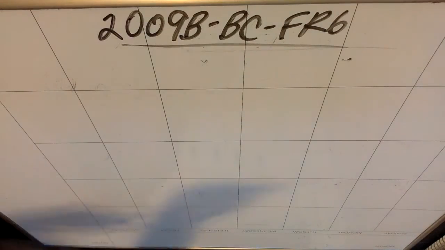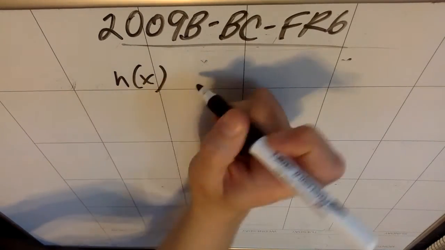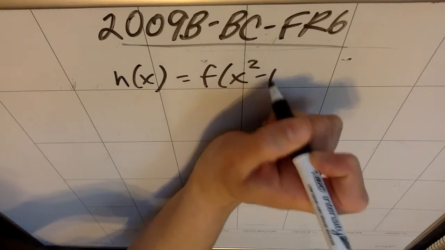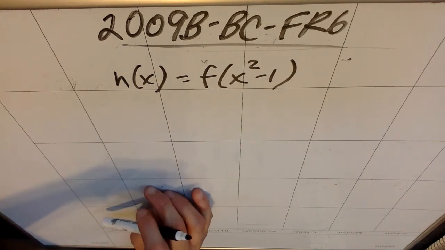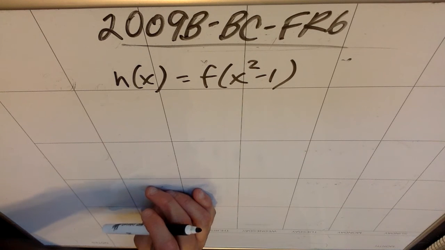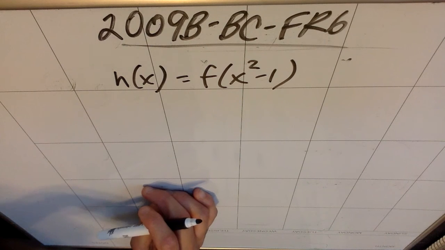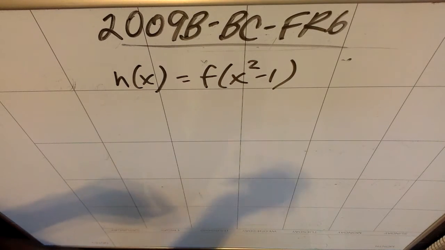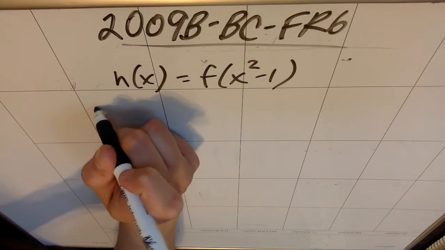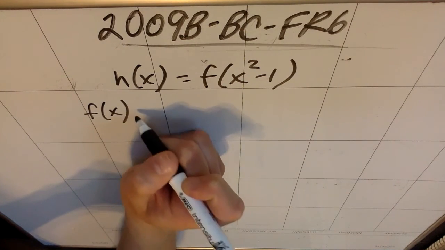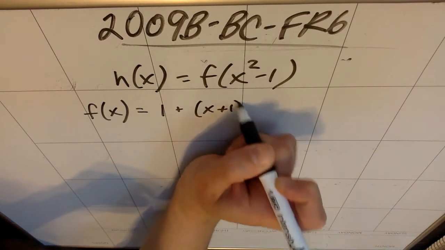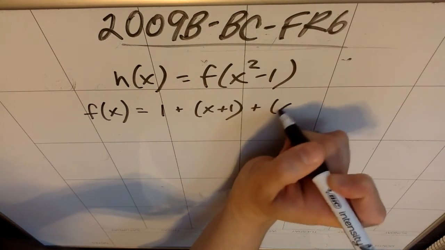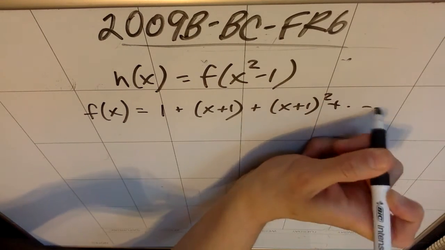Let h be the function such that h of x equals f of x squared minus 1. Find the first 3 non-zero terms and the general term of the Taylor series for h about x equals 0, then find the value of h of 1/2. Okay, so here's the deal. We know that the f of x series is 1 plus x plus 1 quantity squared, and so on.